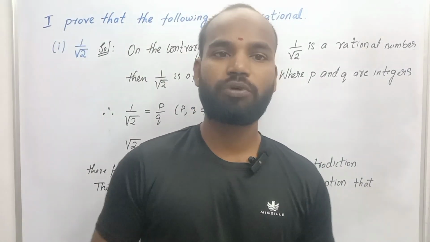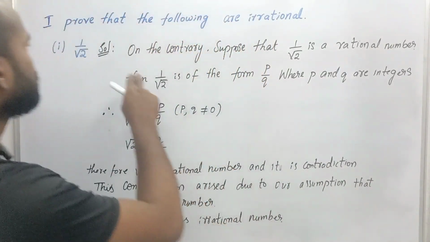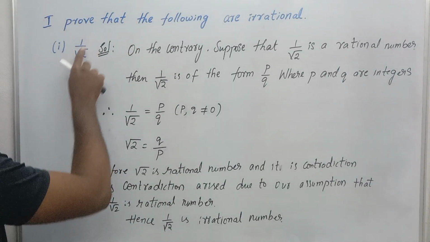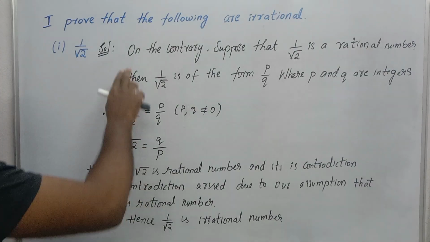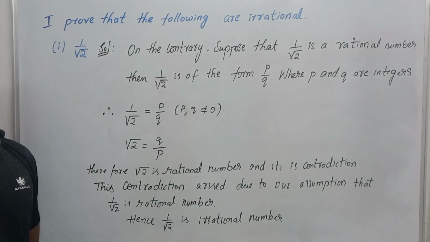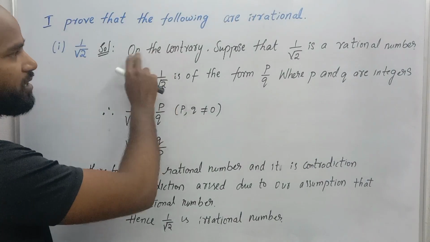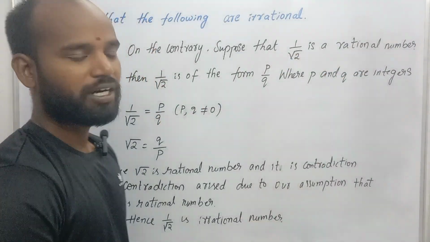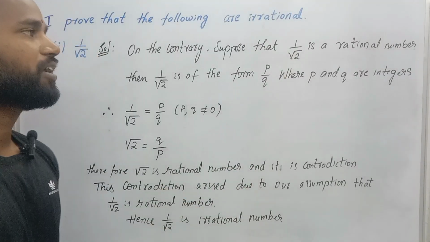We are in exercise 1.4, real numbers. Now see, prove that the following are irrational numbers. The first one is 1 by root 2. On the contrary, we know that 1 by root 2 is an irrational number, but in the opposite we are taking that, suppose that 1 by root 2 is a rational number. Let us assume that 1 by root 2 is a rational number.